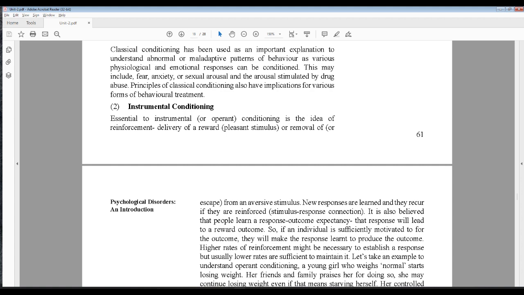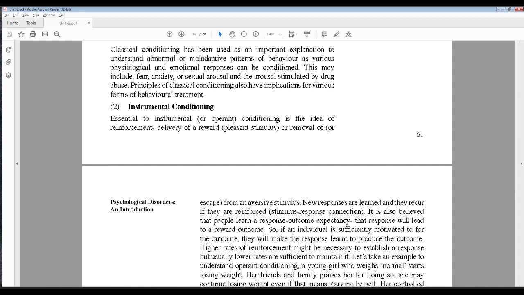2. Instrumental conditioning. Essential to instrumental, or operant, conditioning is the idea of reinforcement: delivery of a reward, a pleasant stimulus, or removal of, or escape from, an aversive stimulus. New responses are learned and they recur if they are reinforced, a stimulus-response connection. It is also believed that people learn a response-outcome expectancy, that a response will lead to a reward outcome. So, if an individual is sufficiently motivated for the outcome, they will make the response learned to produce the outcome. Higher rates of reinforcement might be necessary to establish a response, but usually lower rates are sufficient to maintain it.